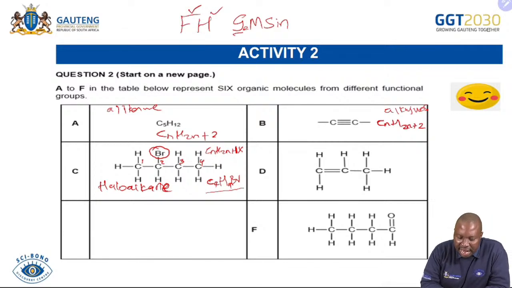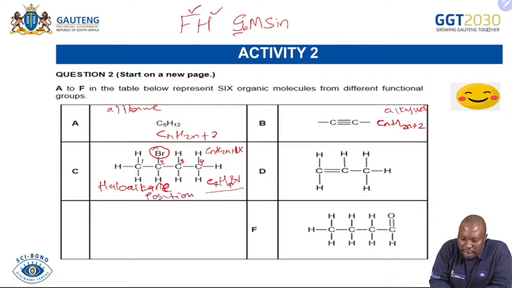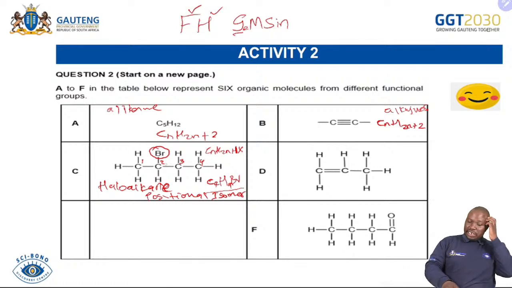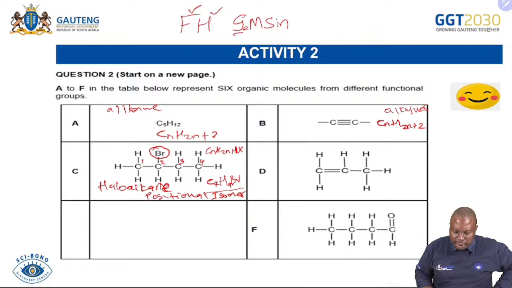Does this structure have isomers? Remember isomers? We said the bromine can be in carbon number 1, so that will be a positional isomer. So you know that because it is bromine, it can have a positional isomer, where the bromine can be moved to another carbon. So if there is any question about isomers for this structure, you are expecting a positional isomer. Now you check what is the name.